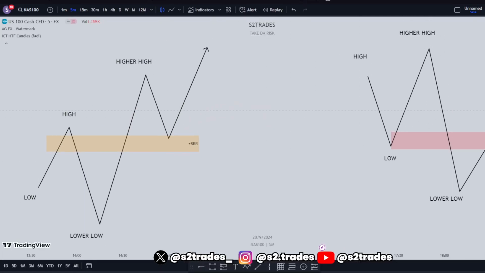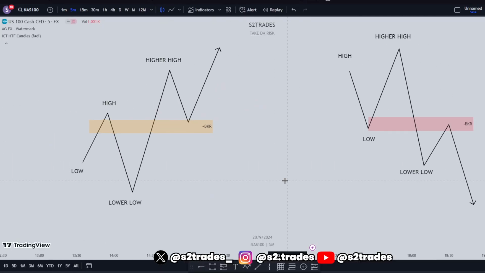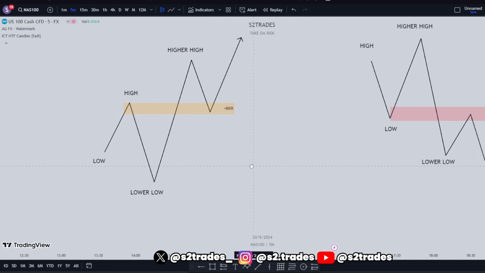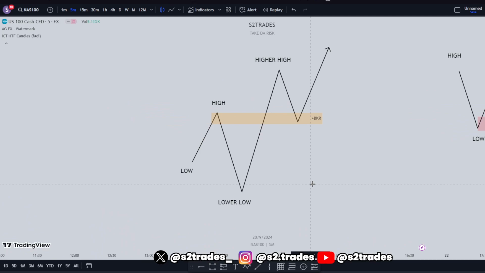Okay, so today I'm going to be showing you guys exactly what breaker blocks are. A lot of people find this PD array a little bit confusing, so I'm going to try to simplify it as much as I can for you. In the simplest terms, a breaker block is just a failed order block. But let's go more into depth on that.